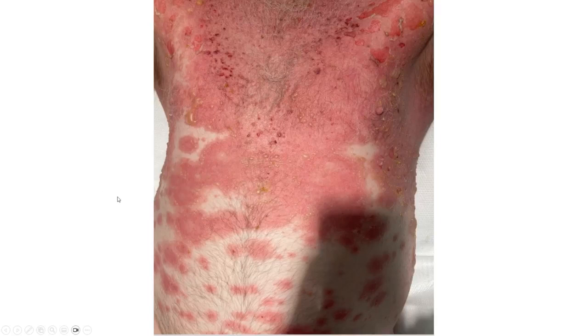All right, next case from consult. So, older gentleman, diffuse rash. So, what are you seeing here? You're seeing diffuse pink papules and plaques with studded vesicles and bullae.